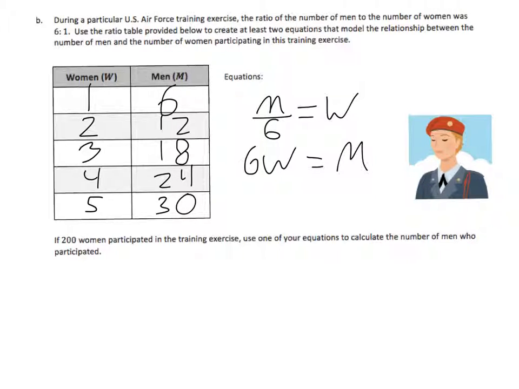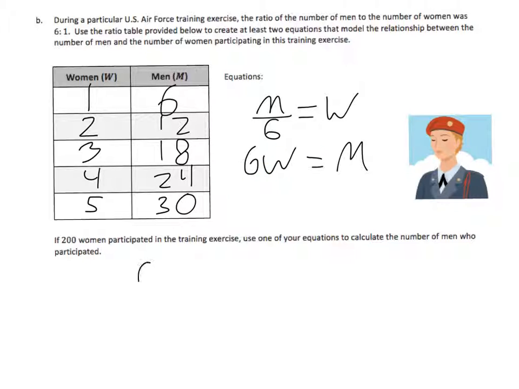So now let's answer our question below using one of those equations. If 200 women participated in the training exercise, use one of your equations to calculate the number of men. Well, which one do we want to use? Do we want to use the top one, where we have men divided by 6 equals women, or do we want to use the second one, where 6 times women equals men? We're going to pick the second one because we are given the number of women, so we want the one where we're working with the number of women.